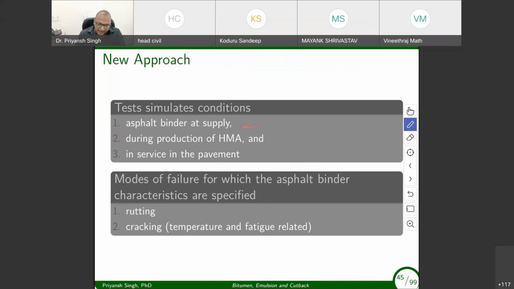goes by adding more simulating conditions for binder aging. All three types of aging condition need to be taken up in the new approach, which is being taken up in the case of the polymer modified code. Also, more performance criteria: tests resembling rutting and cracking need to be taken up, and that's being taken up in the new code. We'll see in our further discussion.